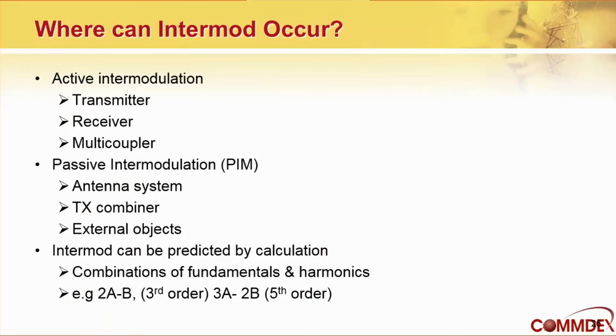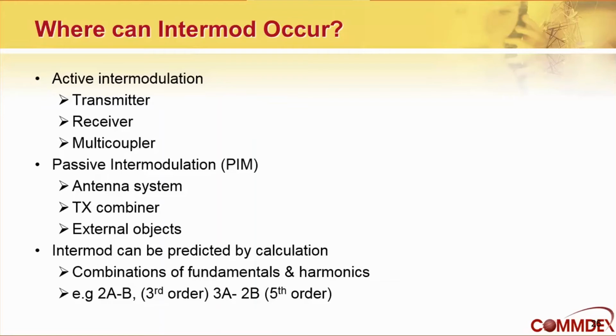Passive intermod, you may hear the term PIM and PIM rated devices. So intermod can actually occur where there's no amplification. It can occur in connectors. It can occur in your antenna, in your transmitter combiner, which is a passive device, or even external devices. It's been known to occur on fence posts, on bad grounds, on tower junctions, on welds where dissimilar metals are present.